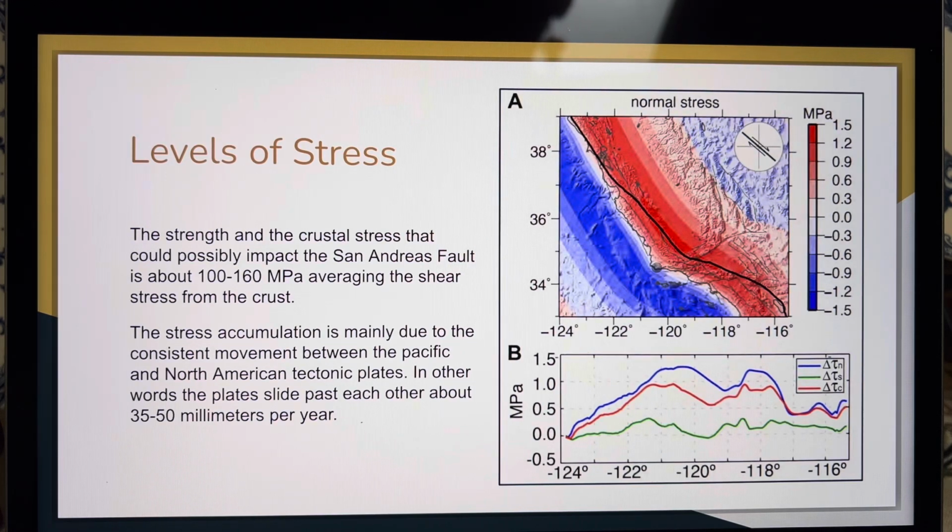Levels of stress. The strength of the crustal stress that could possibly impact the San Andreas Fault is about 100 to 160 MPa, averaging the shear stress from the crust. The stress accumulation is mainly due to the constant movement between the Pacific and North American tectonic plates. In other words, the plates slide past each other about 35 to 50 millimeters per year.